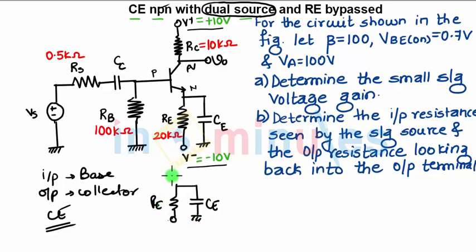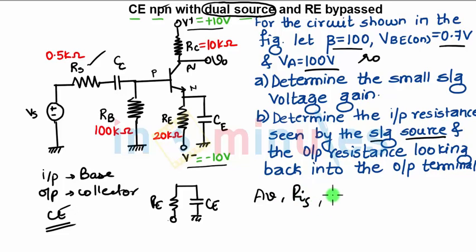Now the question says, for the circuit shown in the figure, beta is given as 100, VBE on is 0.7, VA is 100 volts. That means we need to consider the early effect. They have told us to determine the small signal voltage gain, that means AV. Then determine the input resistance seen by the signal source, so including the source resistance, how much is the input resistance? We can say RIS. And the output resistance looking back into the output terminal. These are the three things which we need to find out.